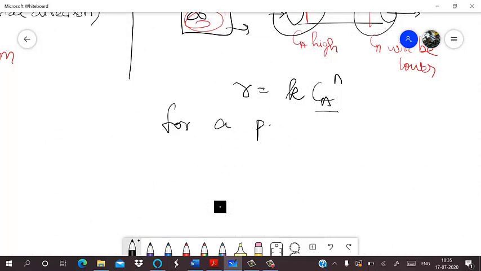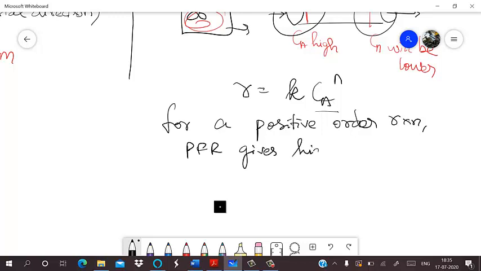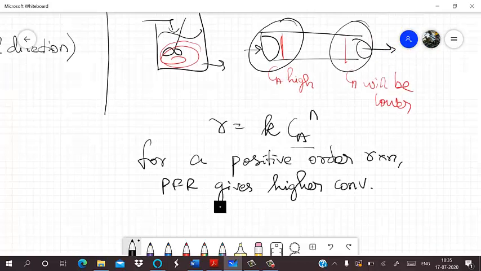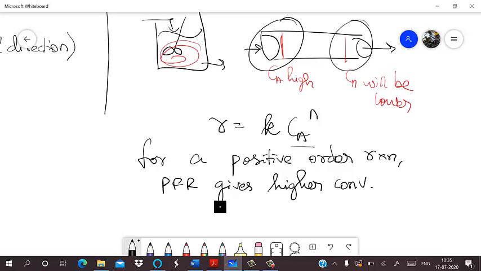But at this point, for a positive order reaction, PFR gives higher conversions. Why does this happen? Because the rate is very high in PFR initially and very low towards the end, whereas in MFR there is only one rate which will be averaged out. So due to the higher rate, the conversion will be higher.